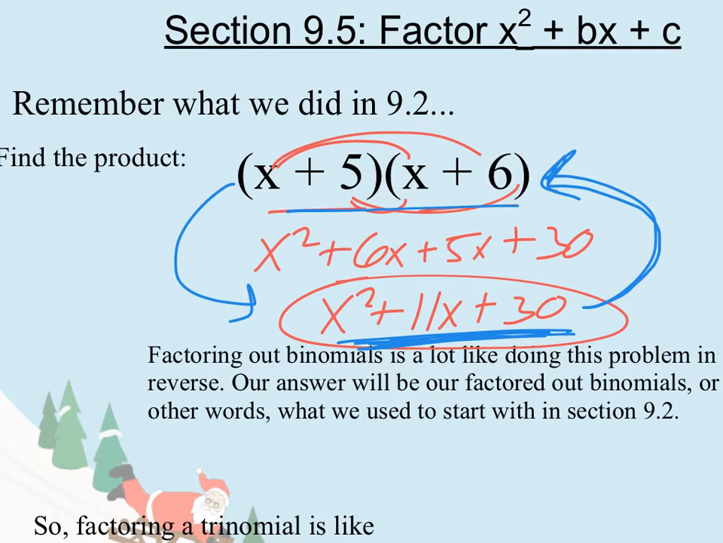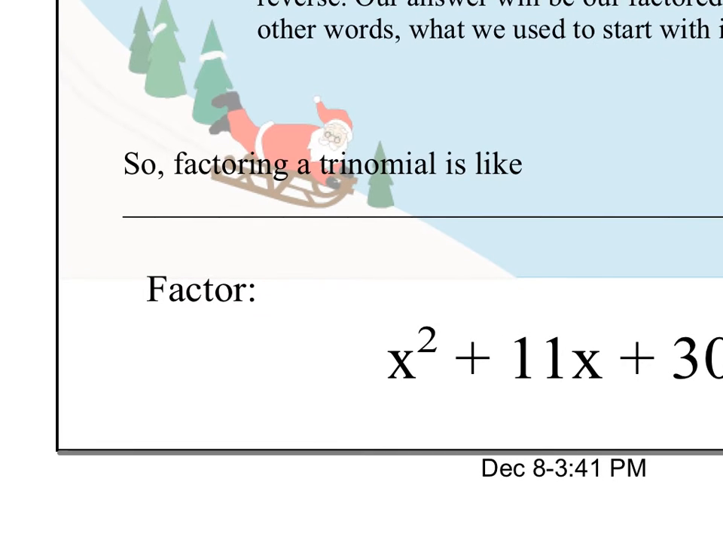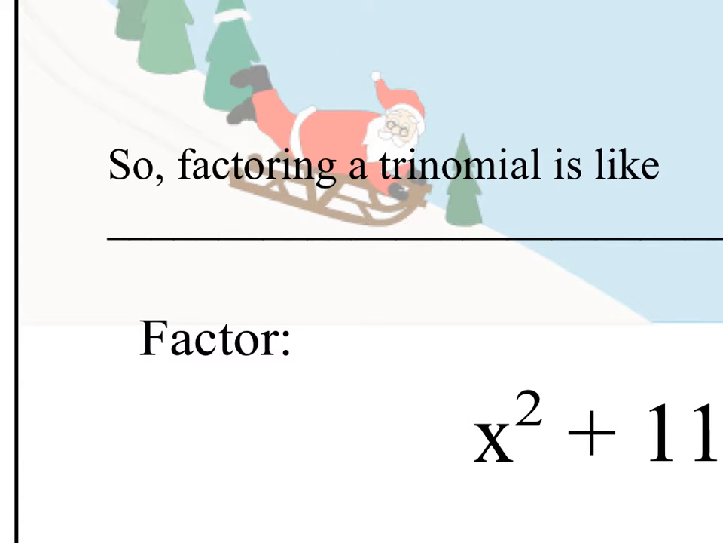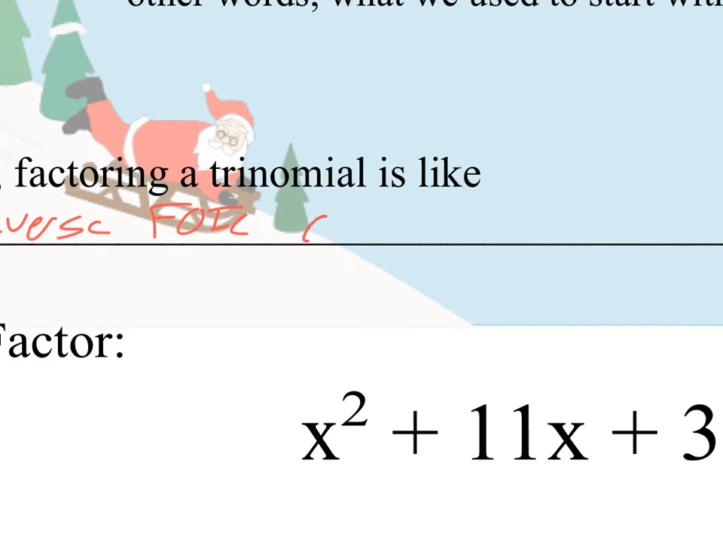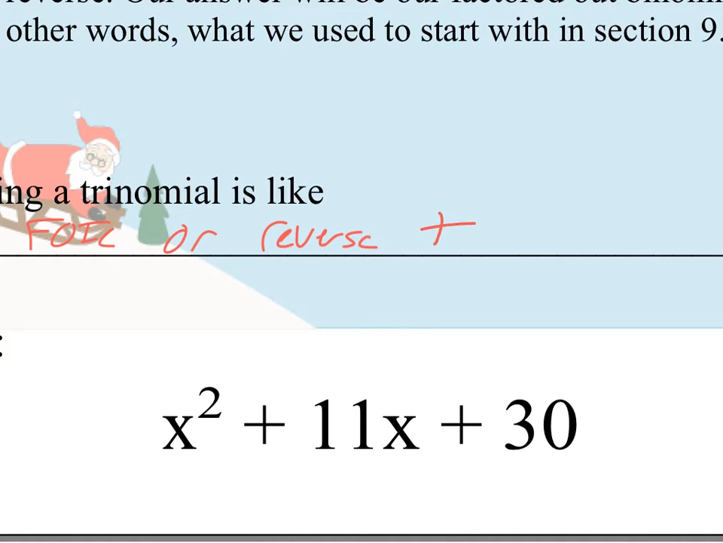So I want to look at something like x squared plus 11x plus 30 and know that to start off, we're going to look for the pattern here. What can I see in those numbers that would tell me the two binomials that would multiply together to give me that original trinomial? So first of all, let me go down here and say, factoring a trinomial, again, is like reverse FOIL or reverse table method. If you're filling this in along with me, here's what you should be writing: reverse table method.